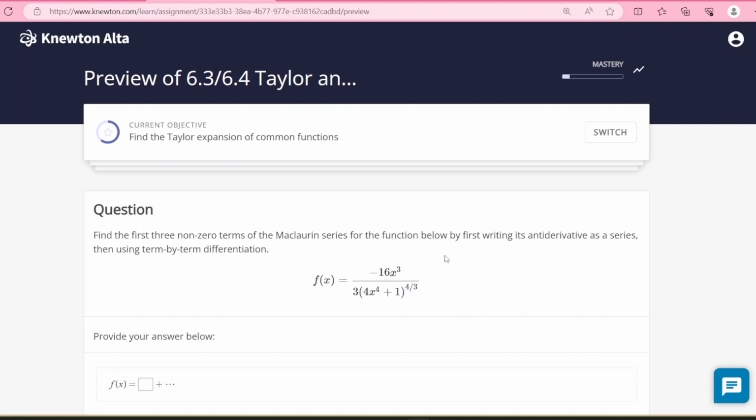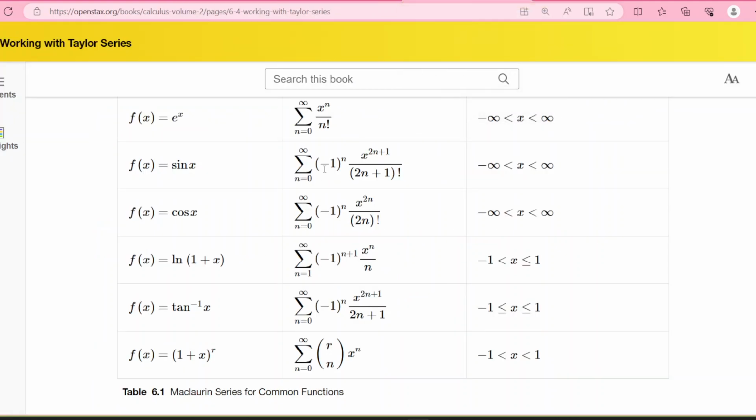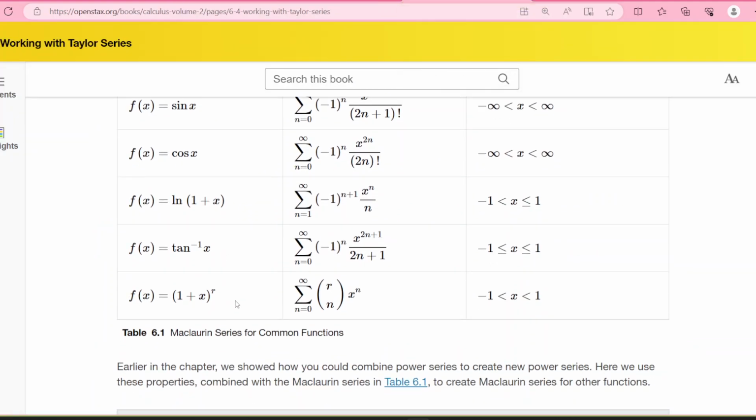So this one, again, I don't really see why integrating first and then differentiating will help. I will show you. All right, I'm going to use a series we already know and then just multiply it by some polynomial. And we'll get the first 3 non-zero terms of the Maclaurin series for this function. So I'm going to tell you right now, the series I'm using here will be the binomial series. That's the last line in this table here from section 6.4 of your OpenStax book.